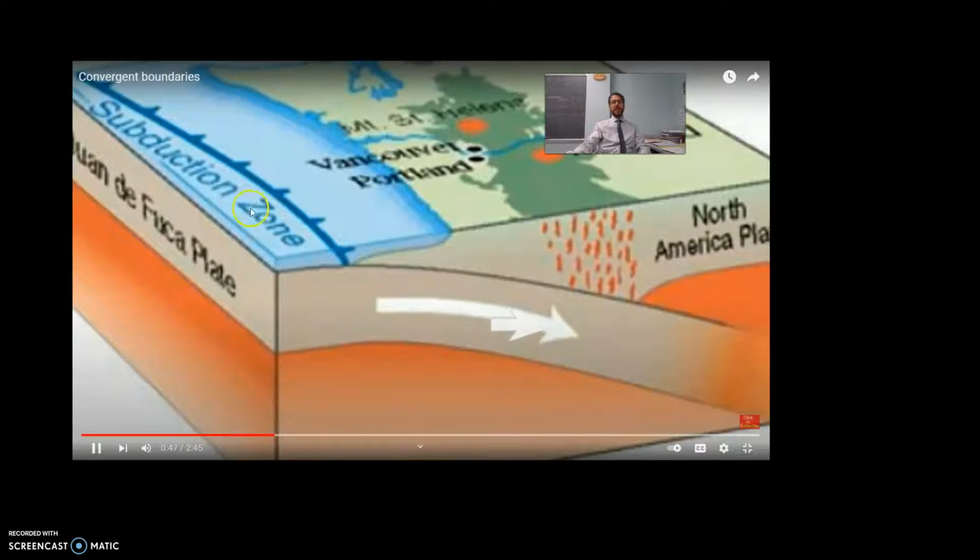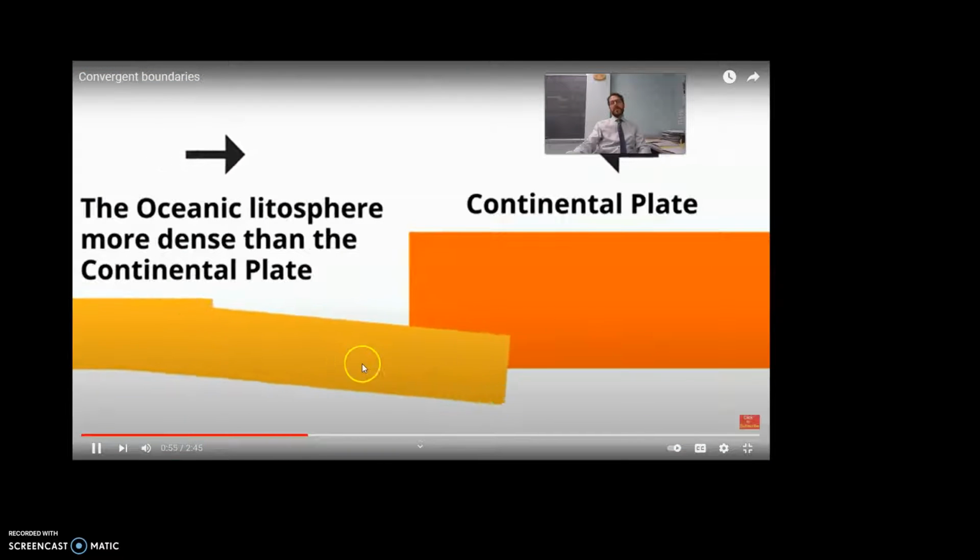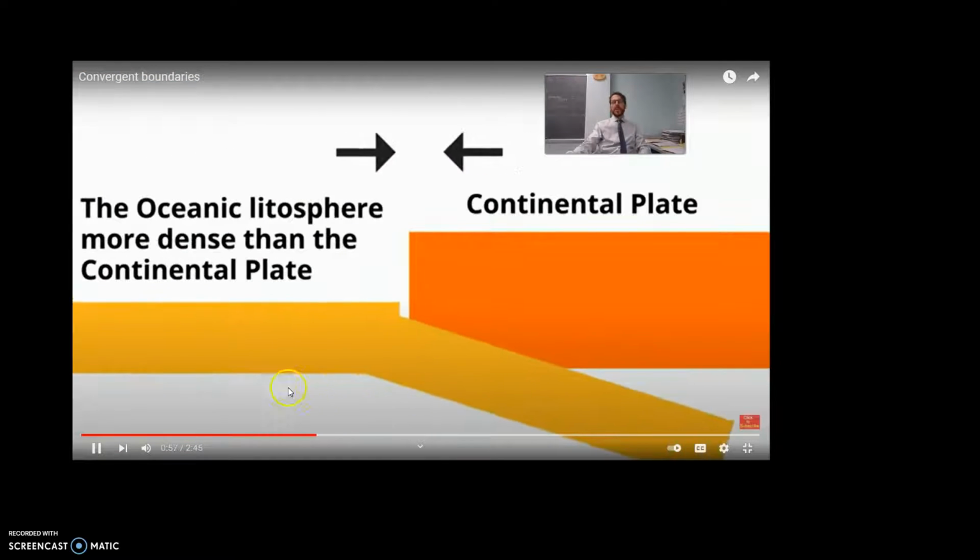So look at the Juan de Fuca plate and the North American plate. This is the subducting plate. It means that this plate here, in this case the Juan de Fuca plate, is subducting, or going underneath of the continental plate. Subducting is a word you just have to know. It's not on the reference table.